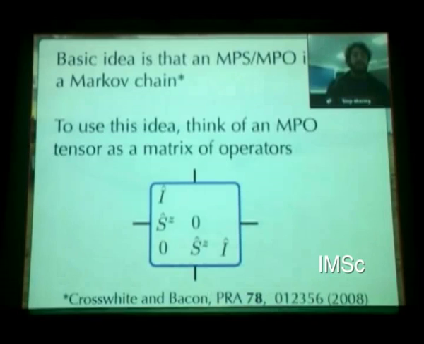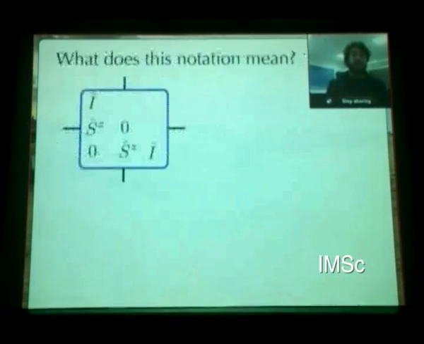But the idea here is that we want to think of one of these rank 4 MPO tensors as actually a matrix of matrices, a matrix of operators. So rather than thinking of it as some generic rank 4 tensor, we want to think first focusing on the left and right indices, then thinking about the top and bottom. So on the next slide, let me show you what I mean.